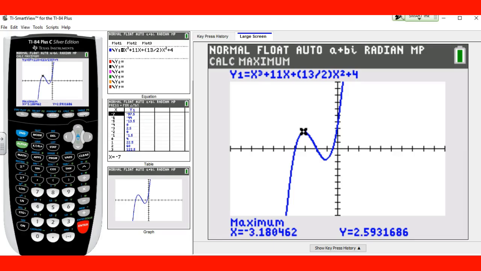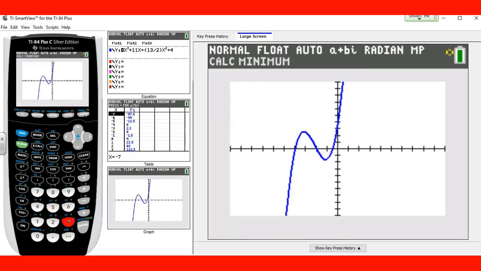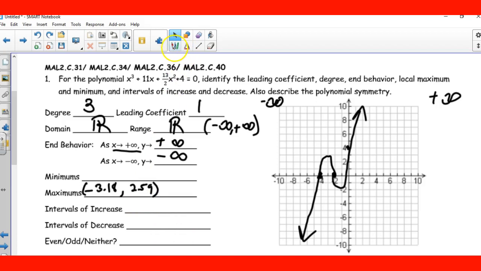And then we need to do our minimum. So second, trace. There we go. Right bound. There's our minimum. So we have -1.15, 7.57. There we go. So that's our maximum and minimum.